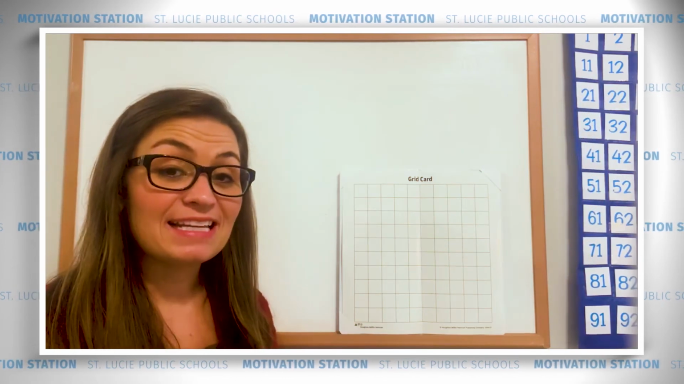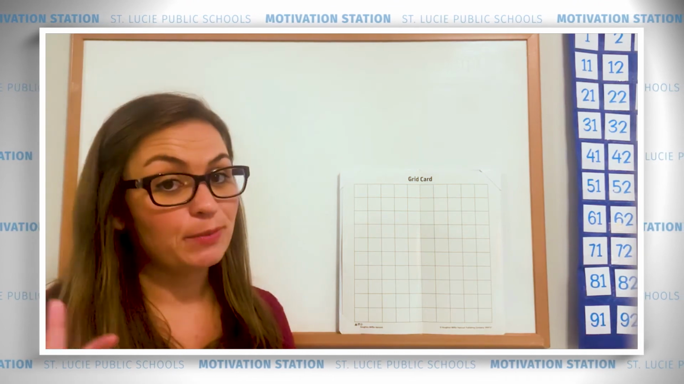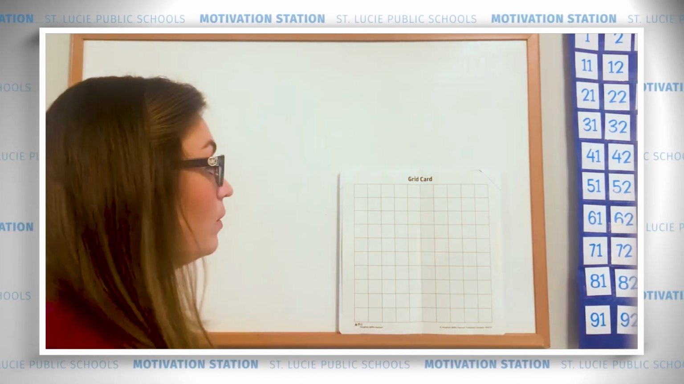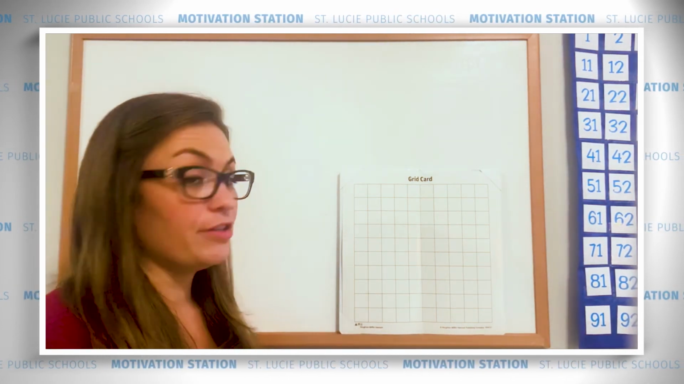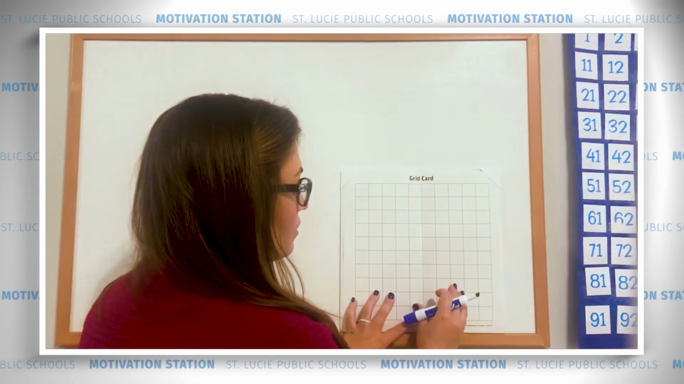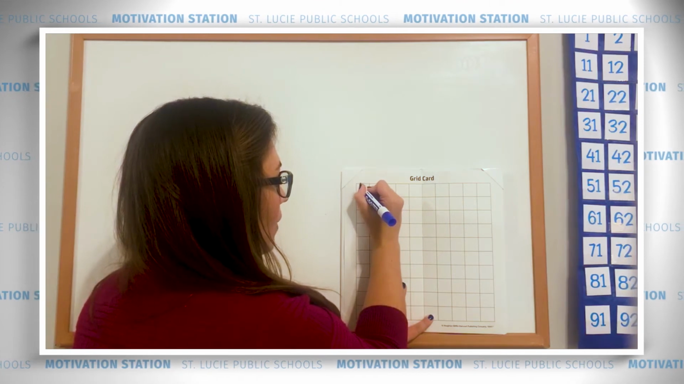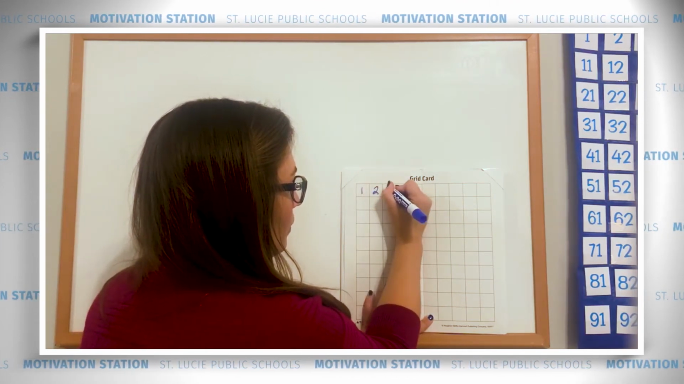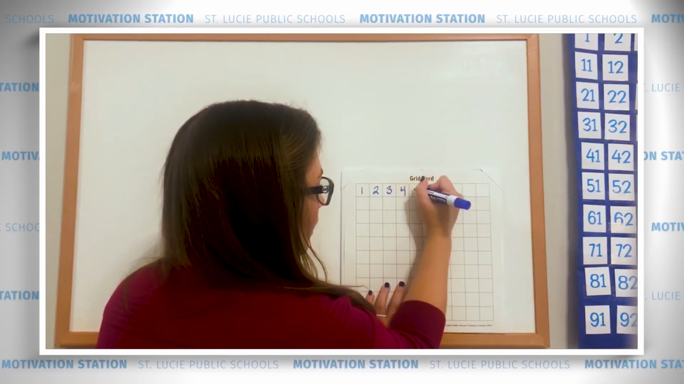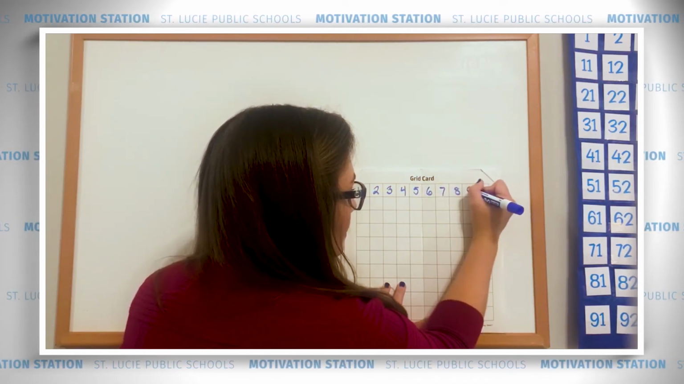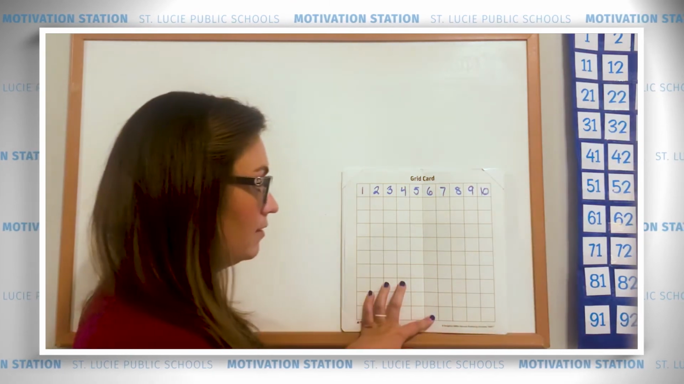Okay, for our next activity, we're going to be using this grid card. You'll be using yours in your workspace book later, but for now we're going to just use this one as an example. Let's take a look at this grid card. We want to figure out how many squares there are on this grid. So let's take a look. How many are in each row? Count with me. 1, 2, 3, 4, 5, 6, 7, 8, 9, 10.